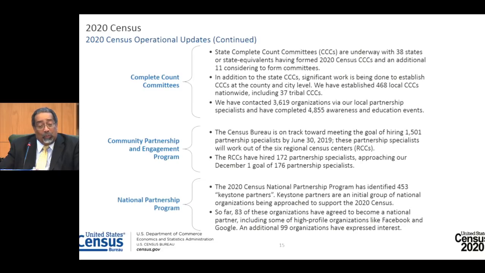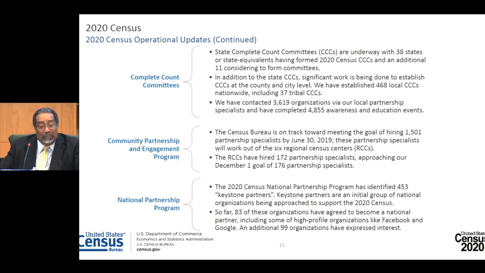These partnership specialists will work out of the 6 regional census centers, and the RCCs have already hired 172 partnership specialists with a December 1st goal of having 176 hired. So they are well on their way to completing that. They also have 35 in the pipeline awaiting clearance, in addition to the 172 that have been hired. The 2020 Census National Partnership Program has identified 453 what they call Keystone Partners. A Keystone Partner is an initial group of national organizations being approached to support the 2020 census.